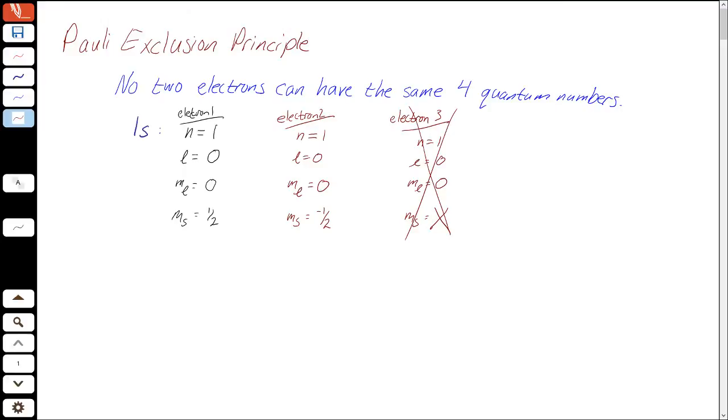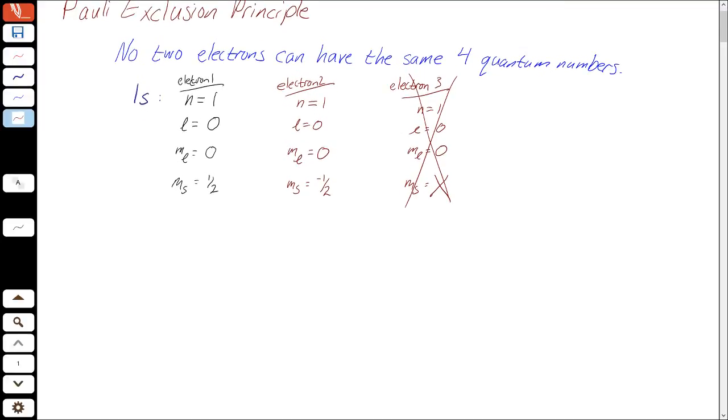So from the standpoint of an actual atom, this means that you can have 2 possible electron configurations in the 1s orbital. An electron configuration looks like this, and it tells you something about what orbitals you're talking about and which orbitals the electrons are in. So in this case, this is the orbital.